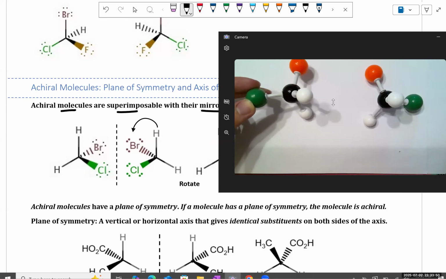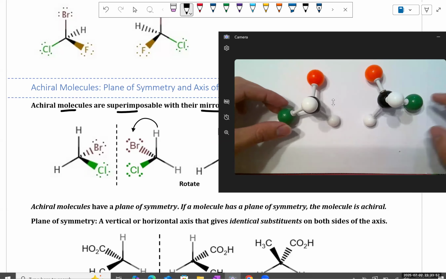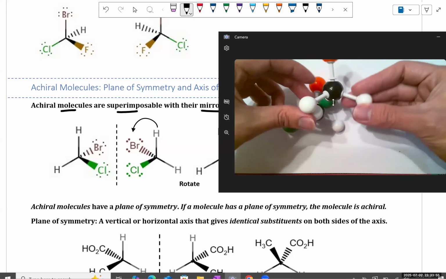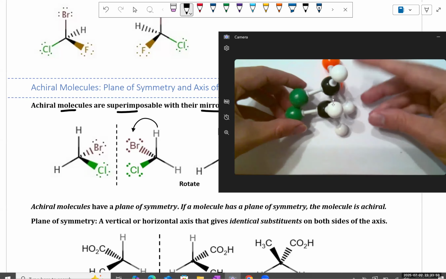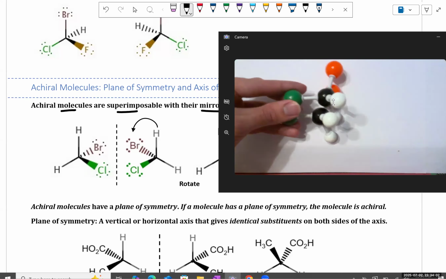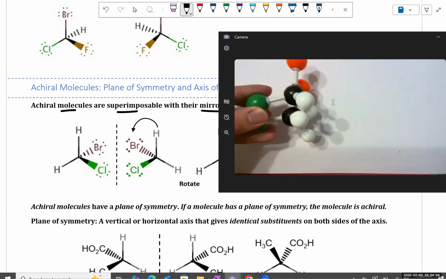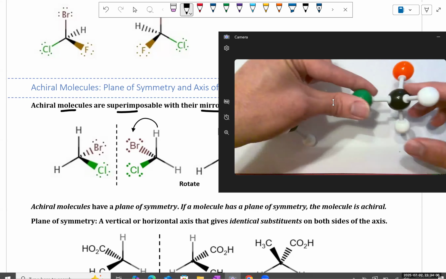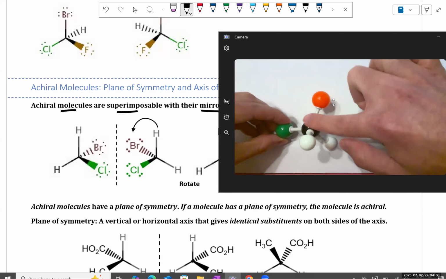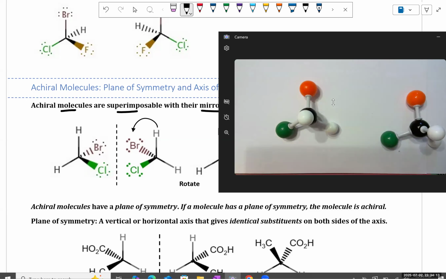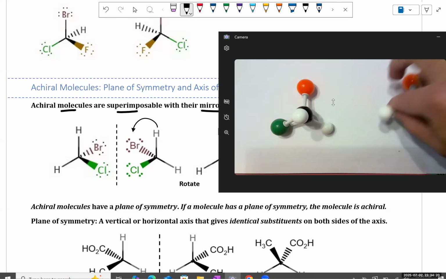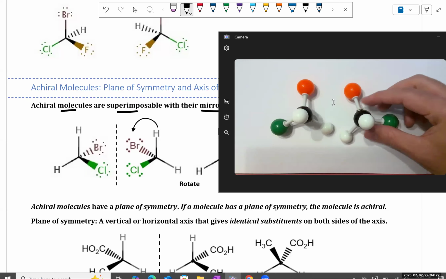This molecule is achiral because it's superimposable with its mirror image. Here's the mirror image, and as you can see, if we rotate, we can superimpose and perfectly get the same molecule. If a molecule is identical to its mirror image, that tells us this center is not a chiral center and this molecule is achiral. So achiral molecules contain a plane of symmetry, and achiral molecules are superimposable, identical to their mirror image.